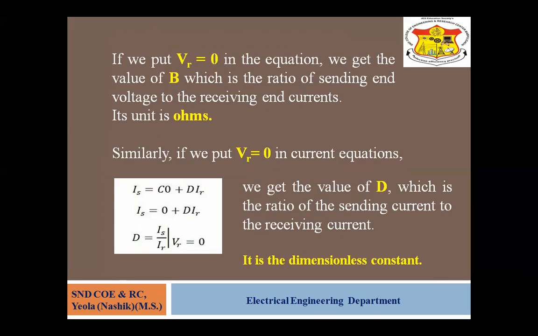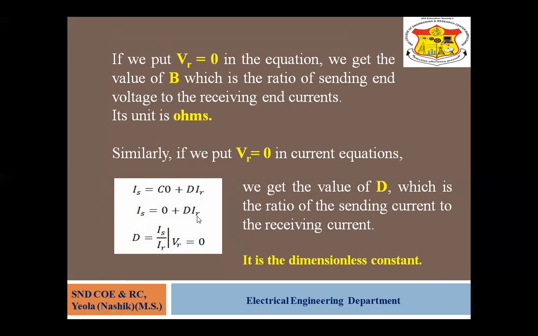If we put VR equal to 0 in the equation, we get the value of B, which is the ratio of the sending end voltage to the receiving end current. The unit is ohm. Similarly, if we put VR equal to 0 in the current equation, we get IS equal to C into 0 plus D into IR.